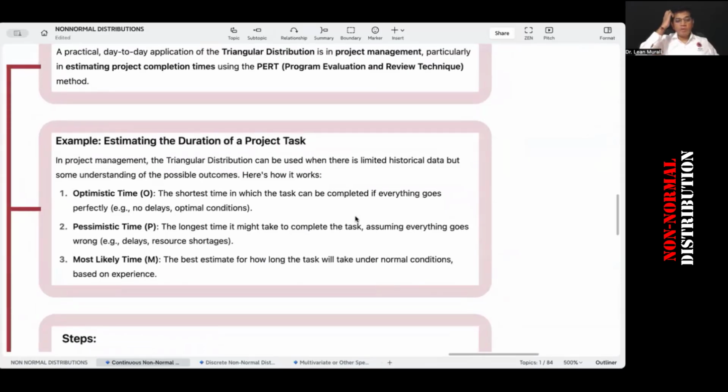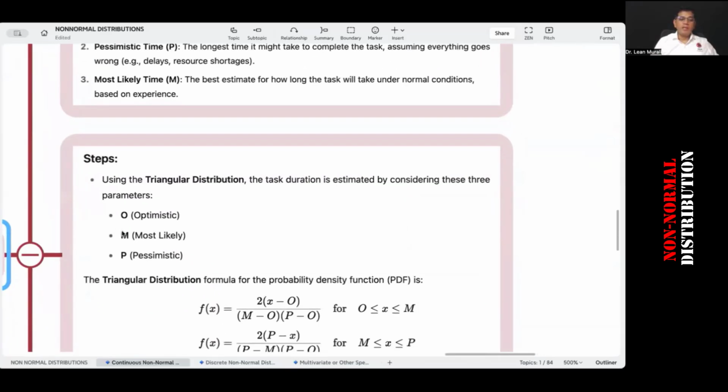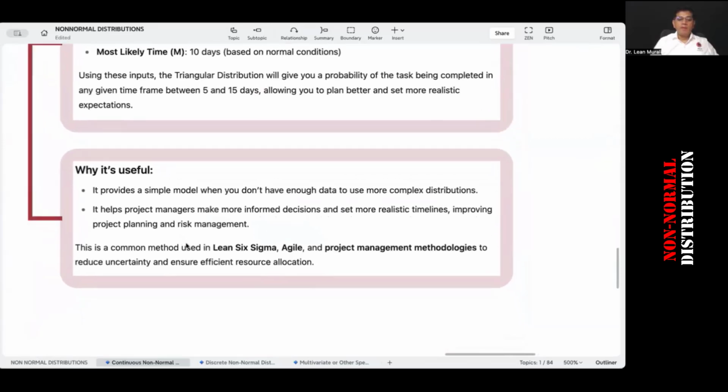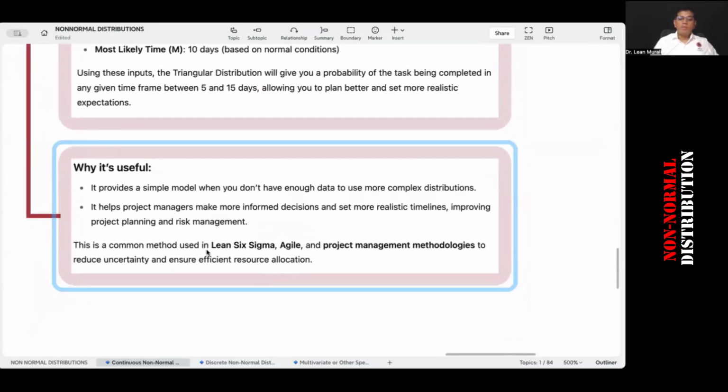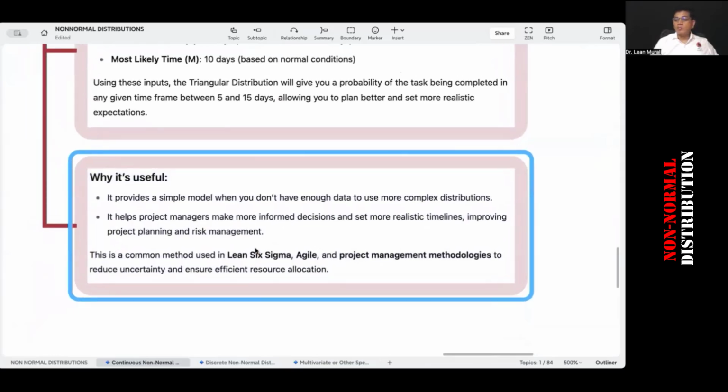The same thing in project management: we use optimistic time, pessimistic time, and most likely time, and we use these formulas. It's a common method used in Lean Six Sigma and Agile project management methodologies.